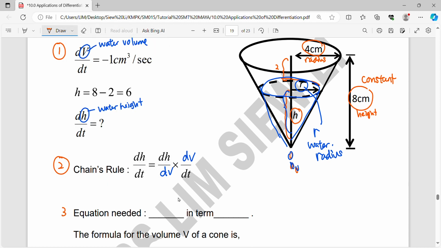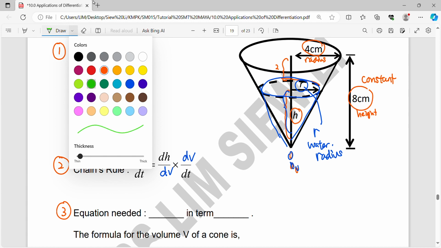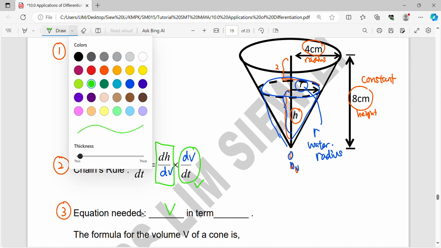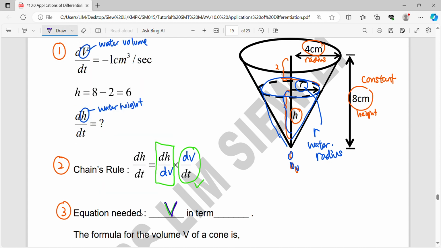We want to consider the equation needed here. As we can see here, dV/dt is given from the question. So what we need to figure out is dH/dV, which means we need to figure out the equation needed, of course, volume in terms of h. So volume in terms of h.